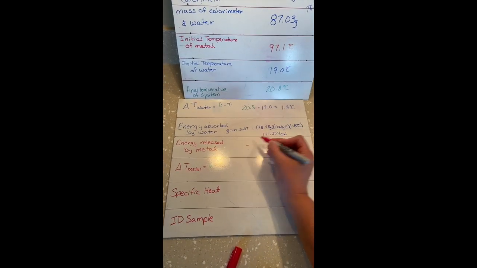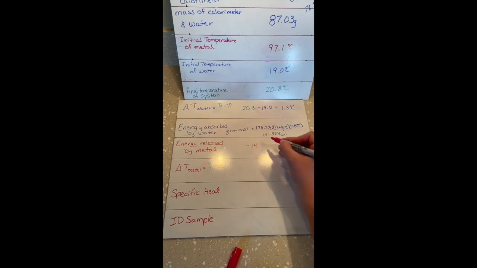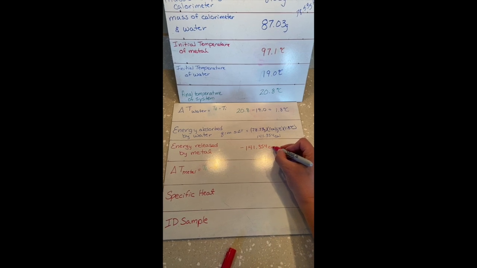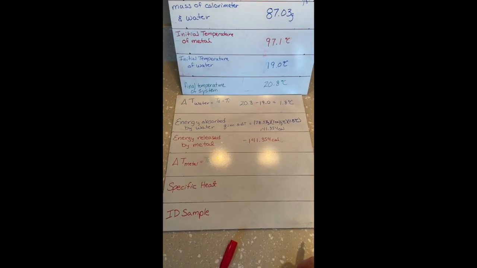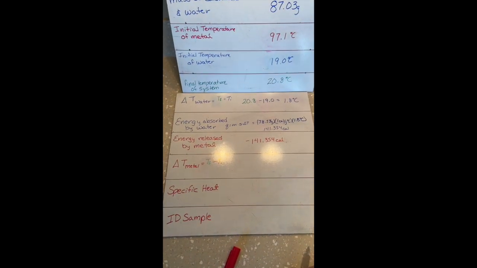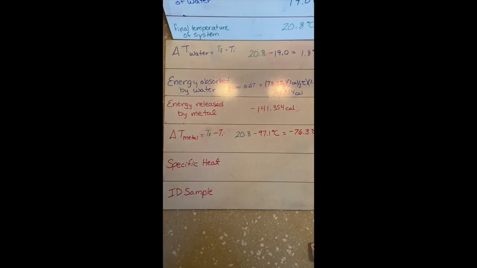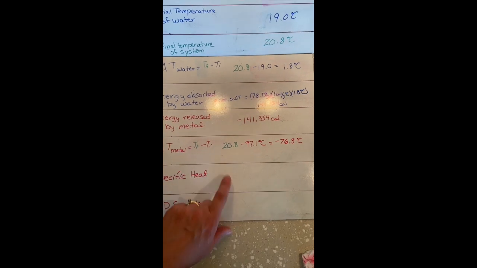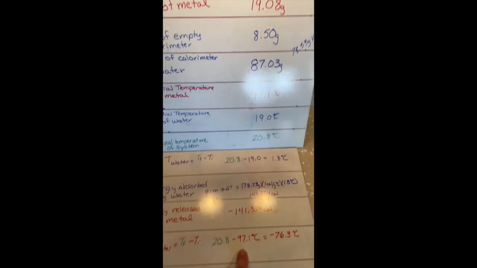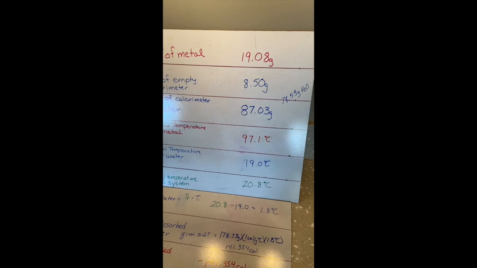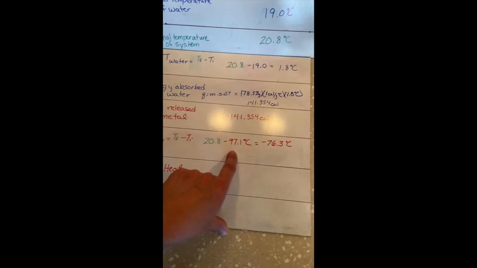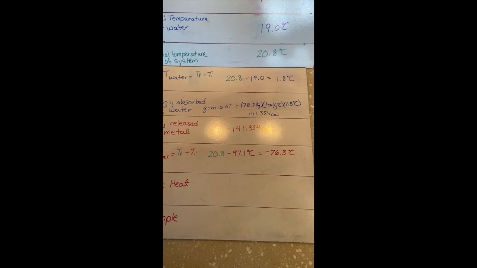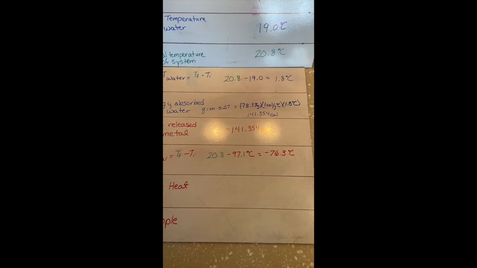Well, all of the heat came from the metal. So the energy released by the metal is that exact same value, 141.354 calories, but it's negative because it was released. Next, we need to calculate the temperature change of the metal. So we do T final, the 20.8, minus the initial temperature of our metal, which we found to be 97.1, and we find out that the metal went through a temperature change. It cooled off by 76.3 degrees.